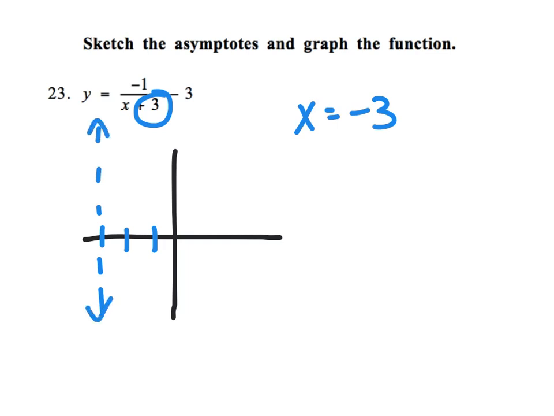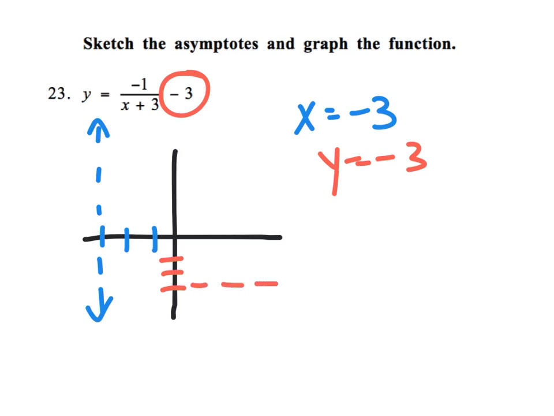For my next one, I just want to erase to make sure I get the right number. We also have a minus 3 on the outside, so that means that y is going to equal negative 3. So I'm going to go down 1, 2, 3, and then draw a line straight across.